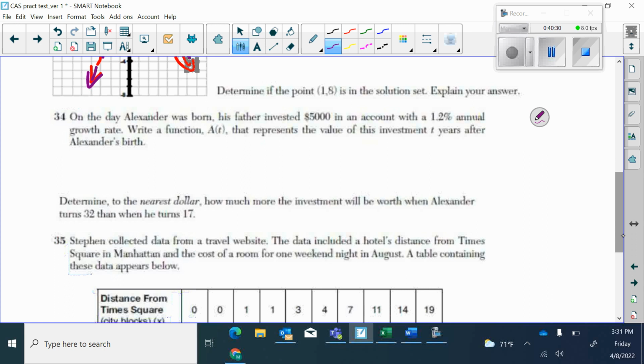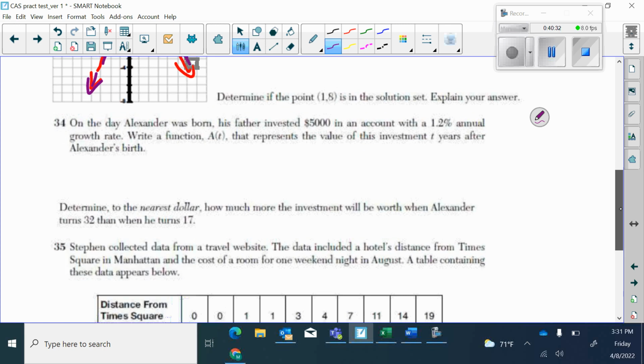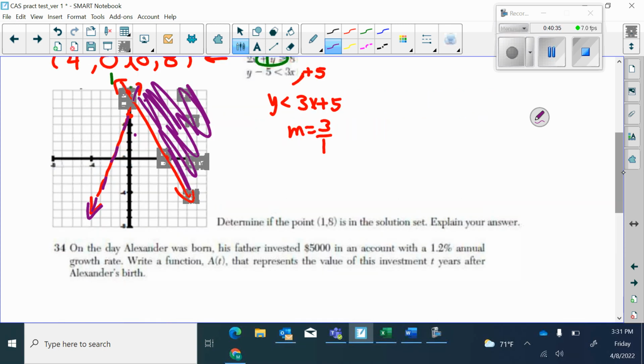All right, determine if the point (1, 8) is in the solution set. So I take that, 1, 2, 3, 4, 5, 6, 7, 8. (1, 8) is right there. Is that in the solution set? The answer is no, because this is a dashed line. It's right on that dashed line. Dashed lines don't count. Points do not count if on a dashed line.